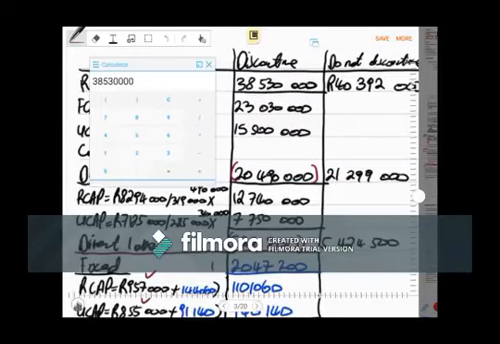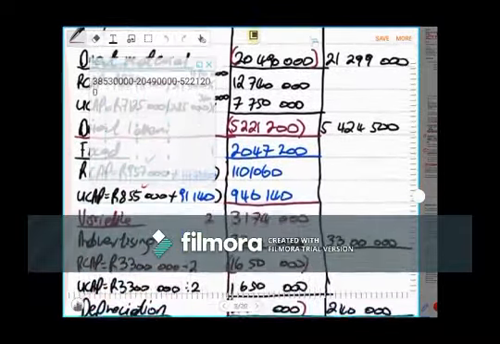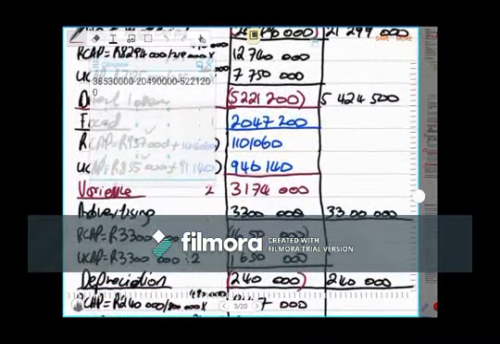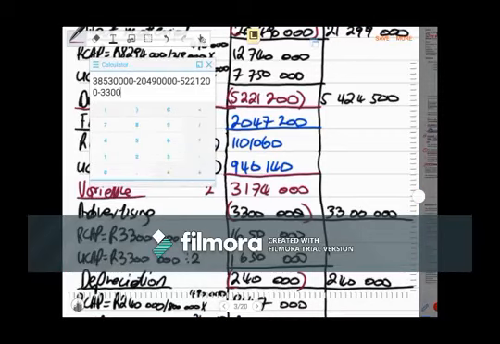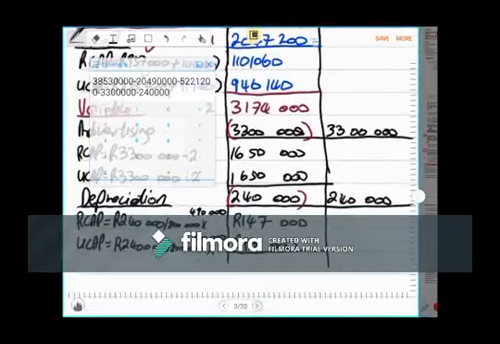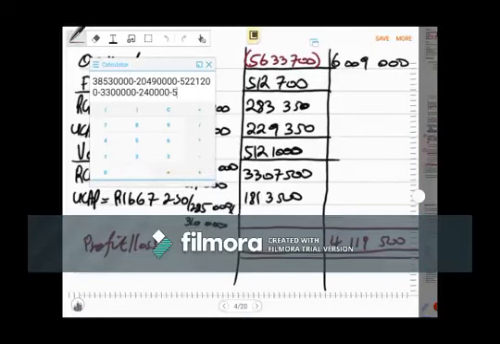Then after 38,530,000 minus 20,490,000 minus 5,221,200, which is our labor. We have our advertising. This was the amount of advertising, not that. Advertising is still the same, 3.3. Then we had depreciation of 40,000. And we had the last one, which was the overheads. And the overheads was 5 million minus 5,633,700.